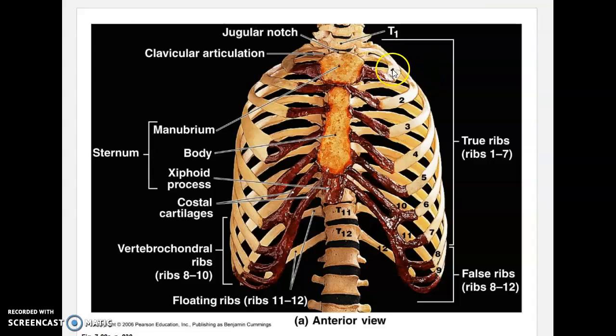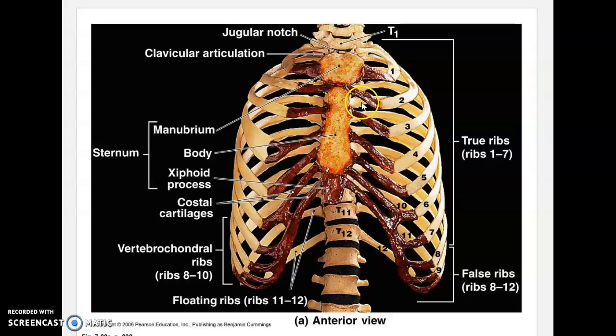So we can number our ribs from top to bottom, and the top rib would be rib 1, 2, 3, 4, 5, 6, and 7. So ribs 1 through 7 are all considered true ribs, and we can follow them to actual cartilage right here. This is hyaline cartilage, and it gives our whole thoracic cavity a little bit of flexibility. So it's easier for this to move.